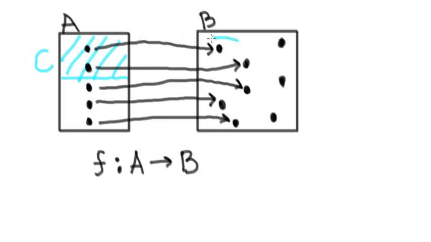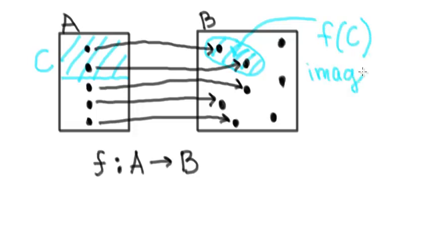So these two right here are the images of elements of C. So we will refer to this as f of C, or the image of C.